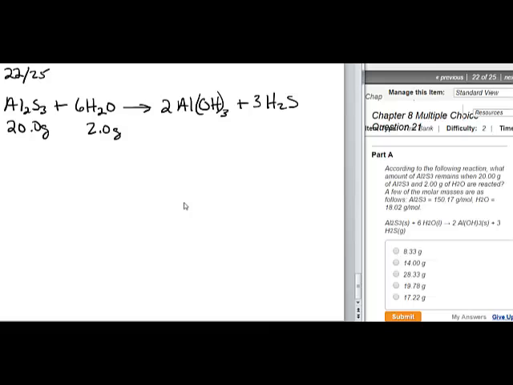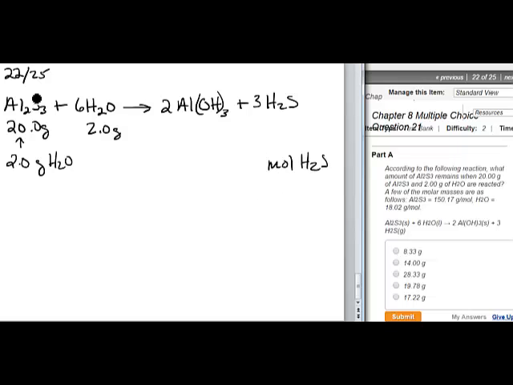So in this problem, aluminum sulfide is reacted with water to give these products. And what the question asks is, what amount of aluminum sulfide remains when 20 grams are reacted with 2 grams of water? If, as it says, there is going to be remaining aluminum sulfide, water must be the limiting reactant. So the procedure is to figure out, if we have 2.0 grams of H2O, how many moles of product can we make? And we'll use the H2S product because it's easiest to calculate.